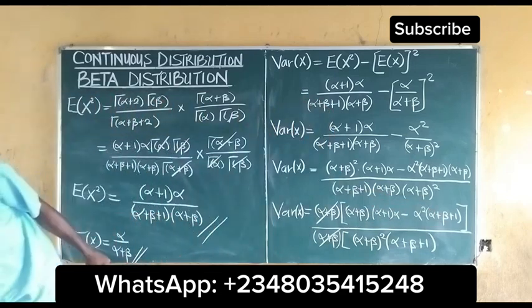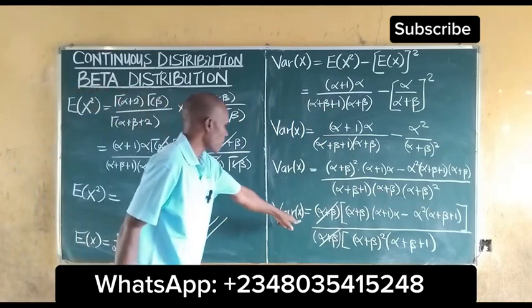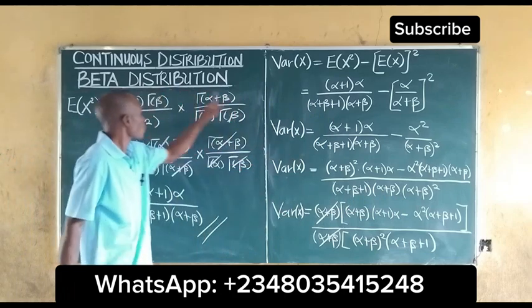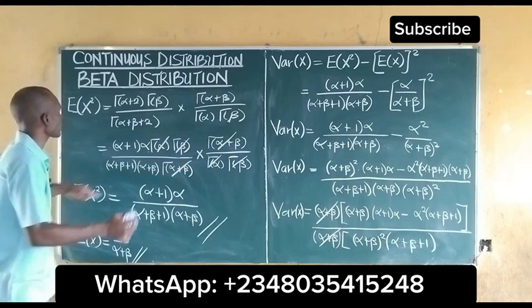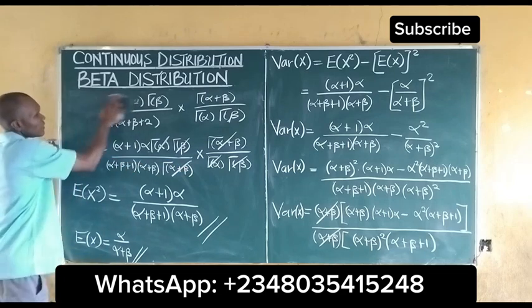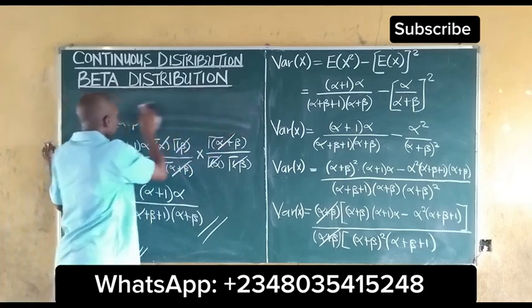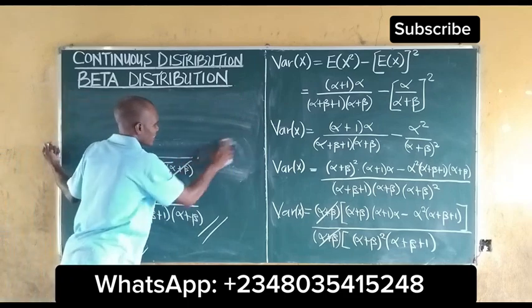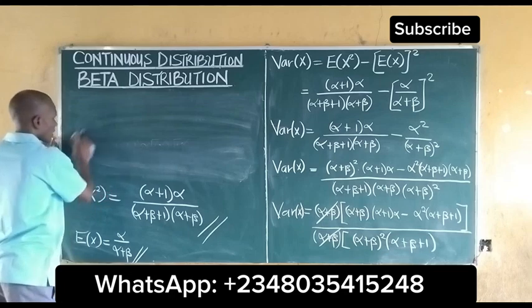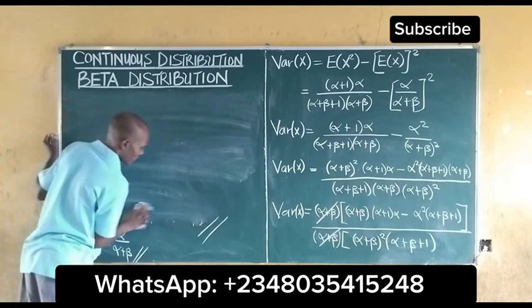So we move over to this place. As we have this, the next thing is that we move over to this place so that we can get our variance. We only look for the expected value of x, so we can get our variance.